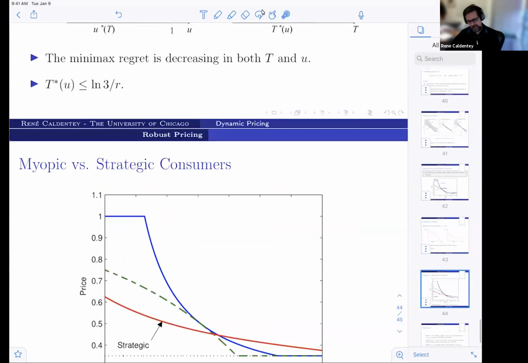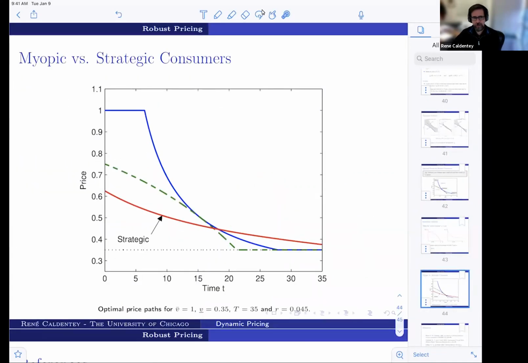All right, I don't have the time really, but I just want to mention that these two curves that I showed you before are for myopic customers. But of course, we discussed the case in which customers are strategic. And when you have strategic customers, for the same numeric example, this would be the optimal price trajectory. As you can see, you need to be much more conservative. Your price trajectories have to be lower, but not always.